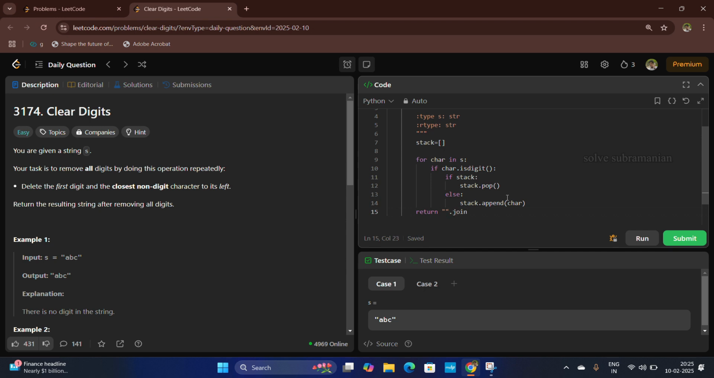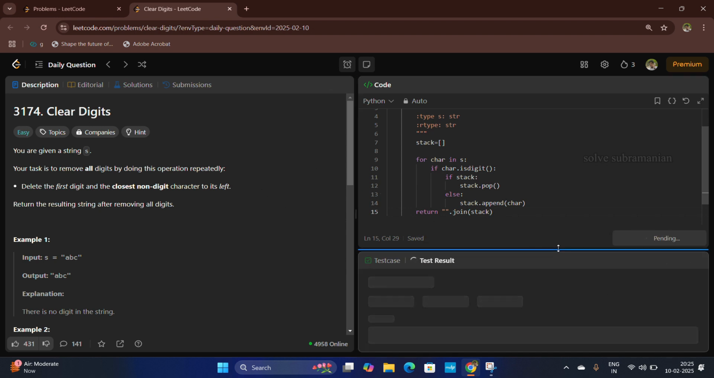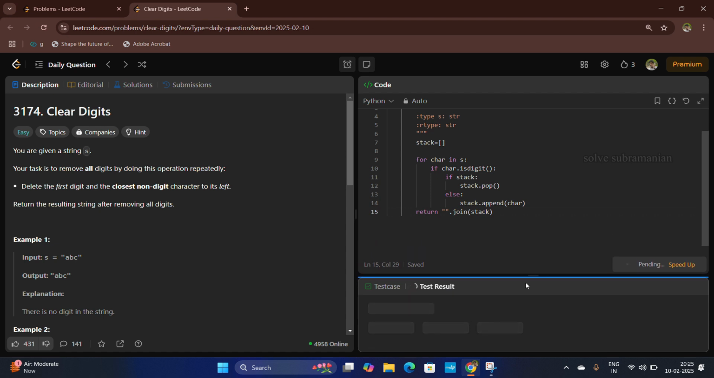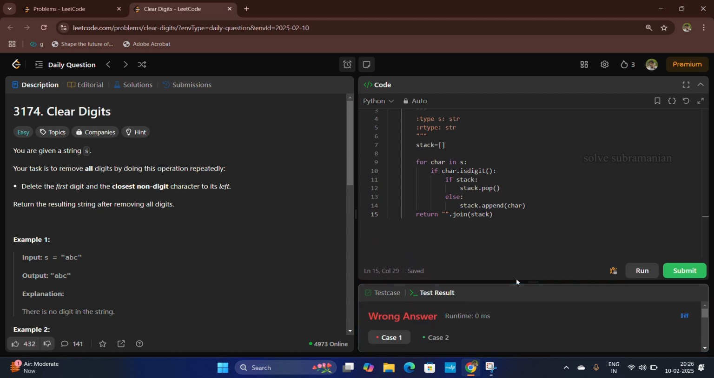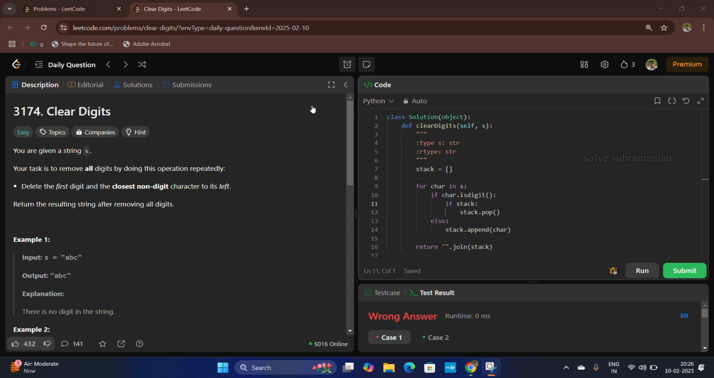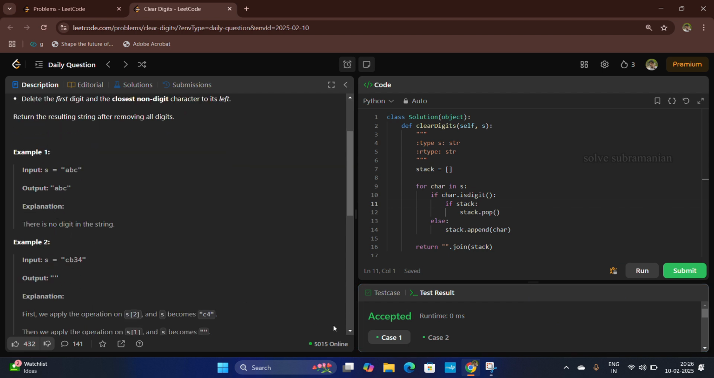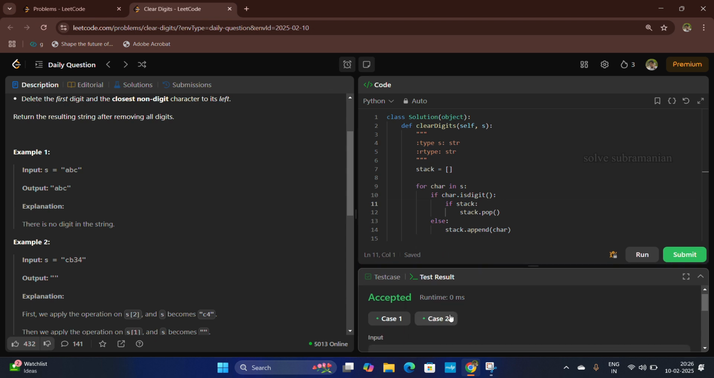join of stack. Okay guys, let me run the code and check the output for today's problem. We check whether it runs or not. Let me run the code and check the output another time. Yeah guys, our code ran successfully. I have taken two cases, and the output was successfully executed for both.